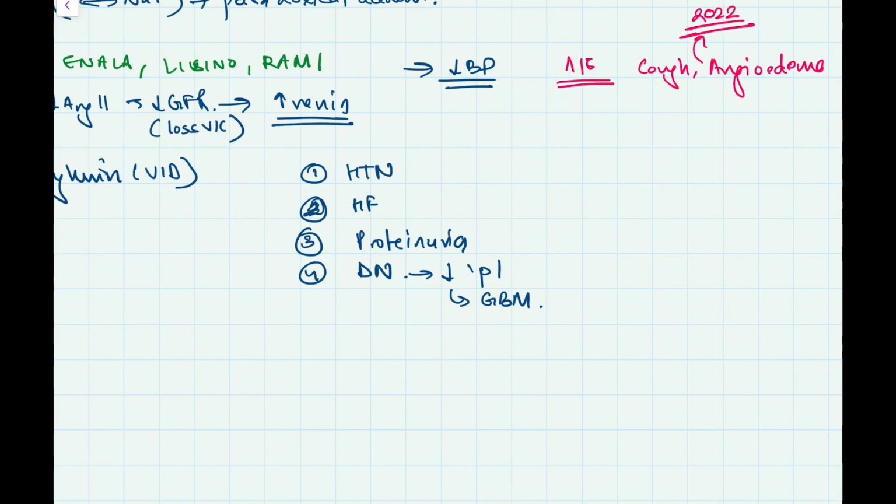Then it has a teratogenic effect on the fetus. It causes fetal renal malformations. Then there is an increase in creatinine, right? It causes hyperkalemia and it leads to a decrease in BP, hence it may cause hypotension. Also in cases of bilateral renal artery stenosis, as discussed, it is contraindicated.